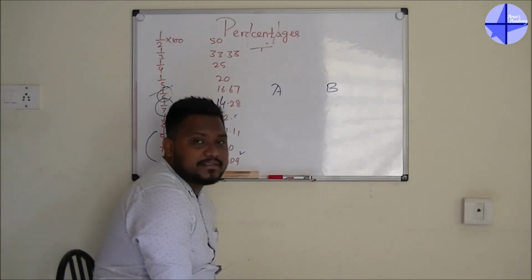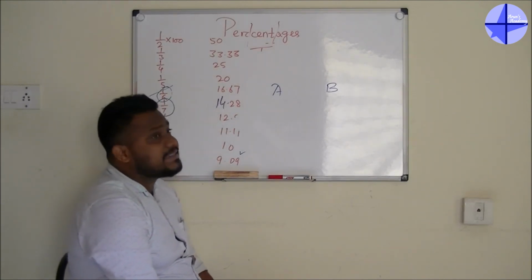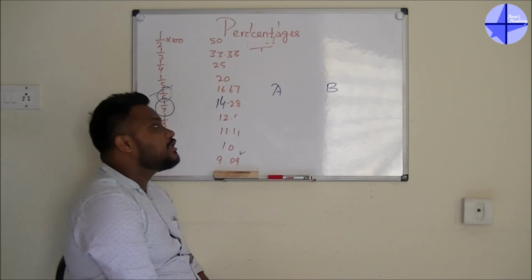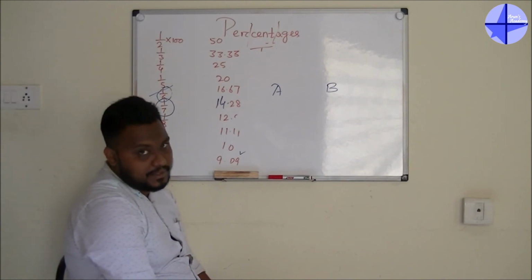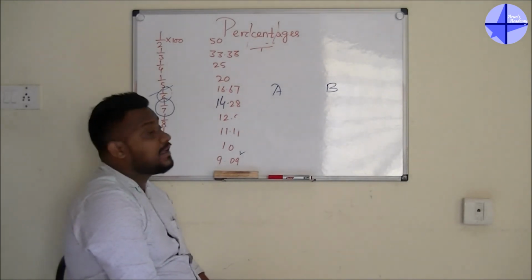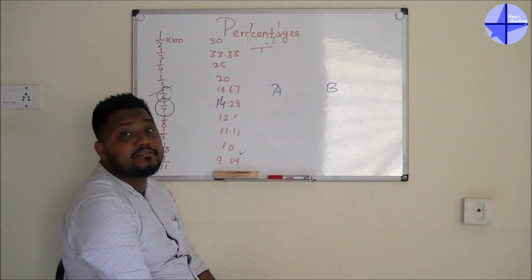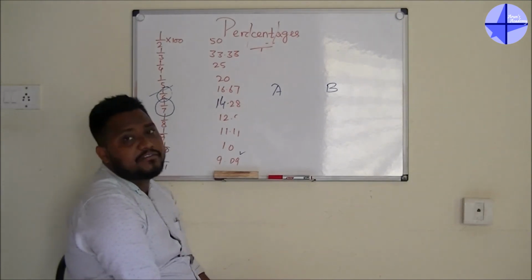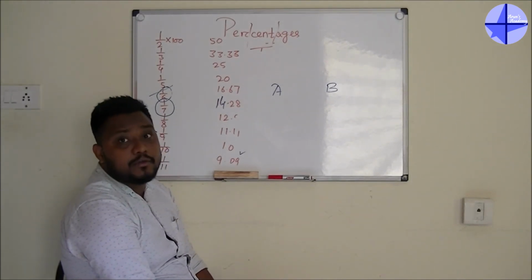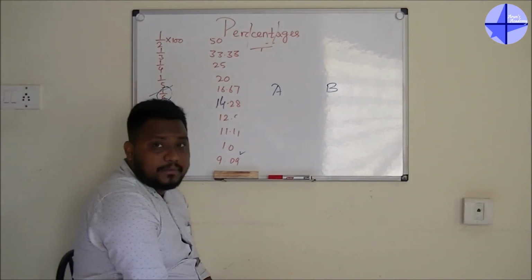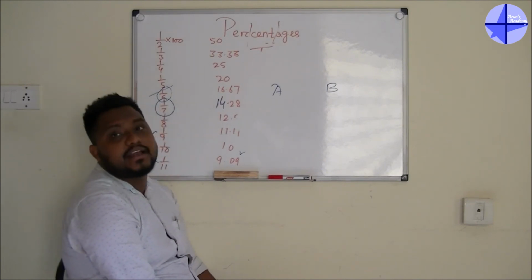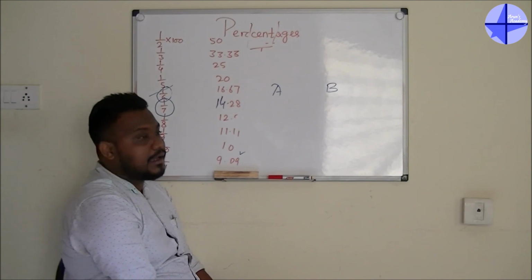There are two persons A and B. Let's say A's salary is 25% greater than B. Then by what percentage is B's salary lesser than that of A? Again, I'm repeating the question: A's salary is 25% greater than the salary of B. Then by what percentage is the salary of B lesser than that of the salary of A? How to solve the question?